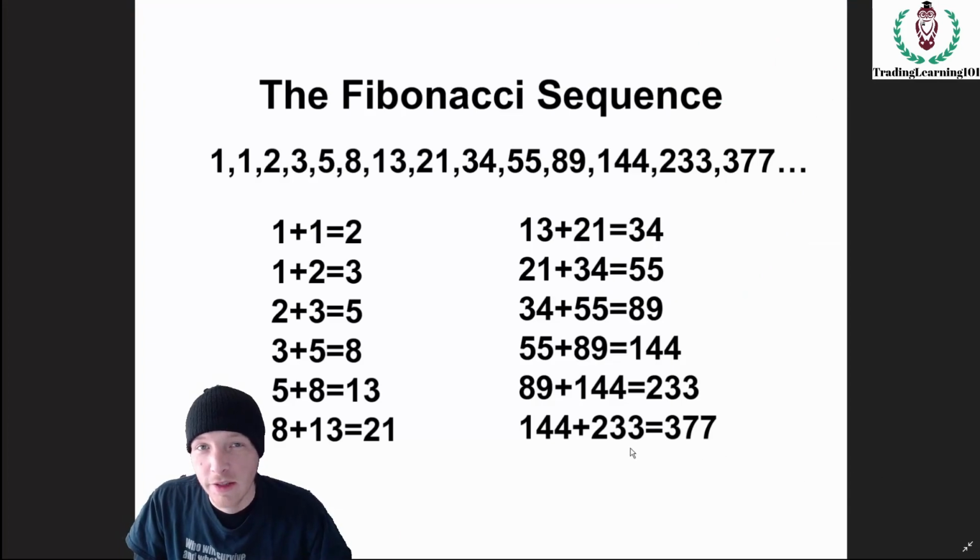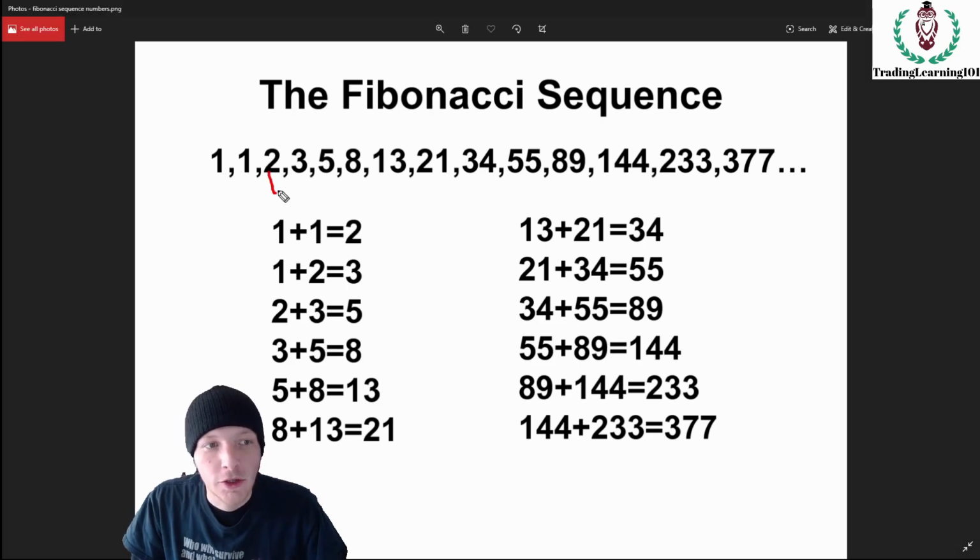Now, going back to this picture right here, Fibonacci sequence. What is the Fibonacci sequence? It's a series of numbers made by combining the previous two numbers to get the next number. So if we start at the beginning, 1 and 1, or 0 and 1, is 1. 1 and 1 is 2. 1 and 2 is 3. 2 and 3 is 5. 3 and 5 is 8. 5 and 8 is 13, and you just go on and on into infinity. That's how the Fibonacci sequence works.